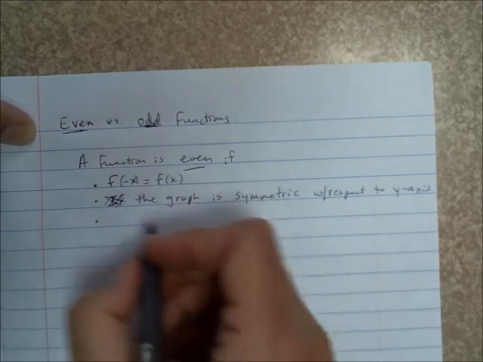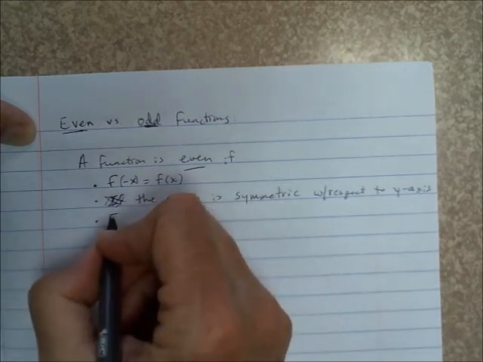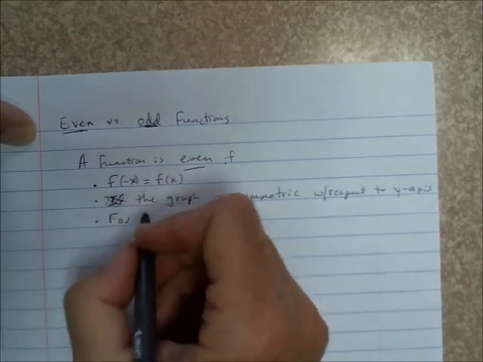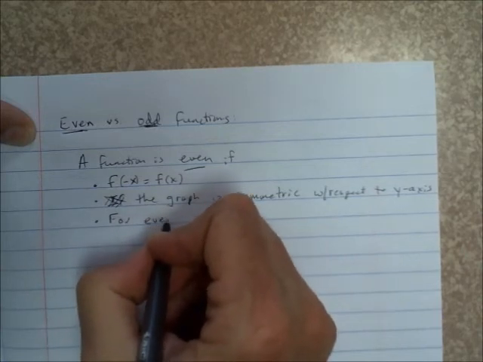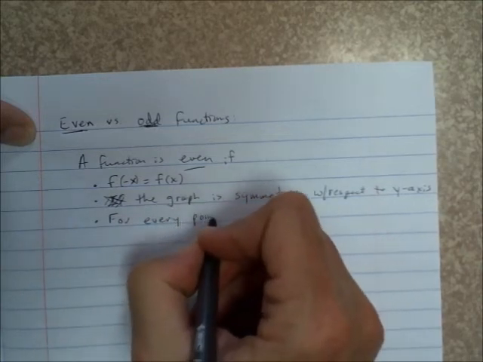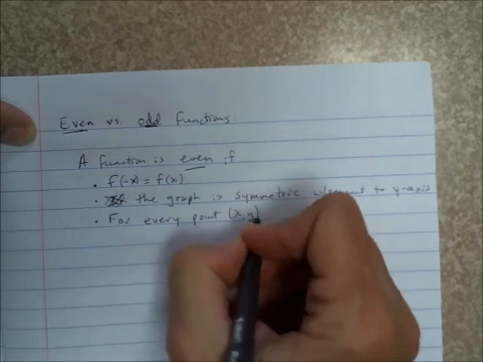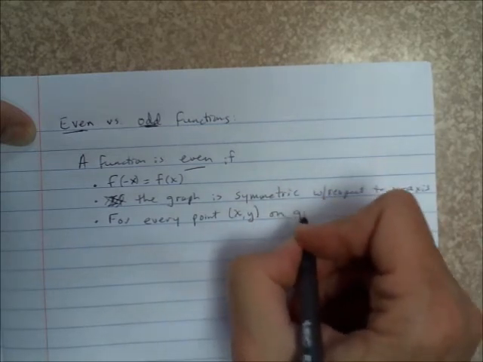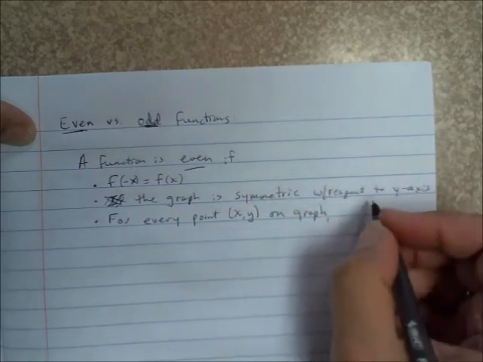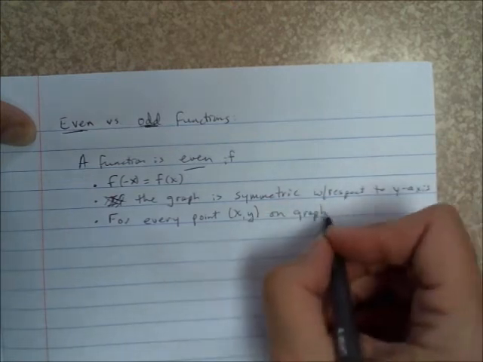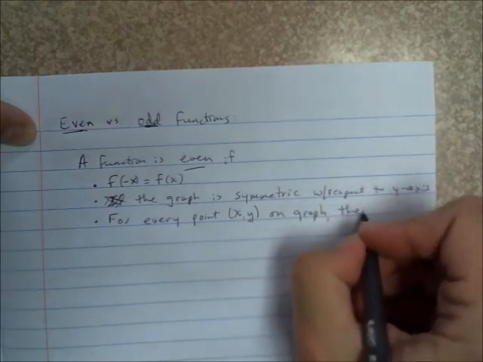The third thing, another way of saying the above, is that for every point x, y on the graph, there is another point negative x comma y on that same graph.